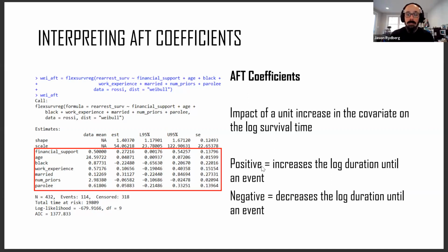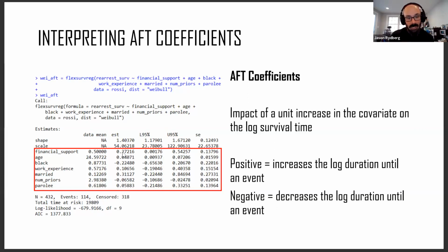So here, positive coefficients mean that a unit increase in that predictor increases the survival time before the event occurs. All right, so a positive value means that a unit increase means it takes longer for the event to occur. So it increases survival, while a negative one decreases the survival time, means events happen faster.